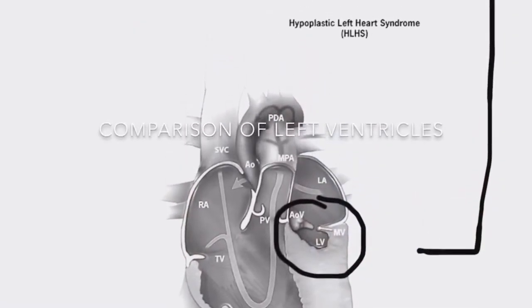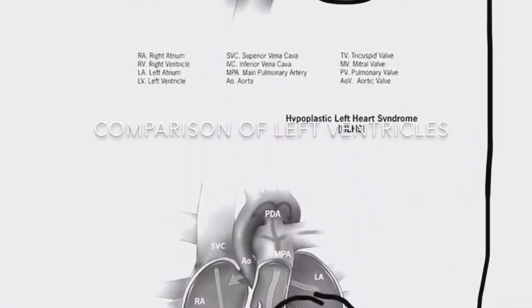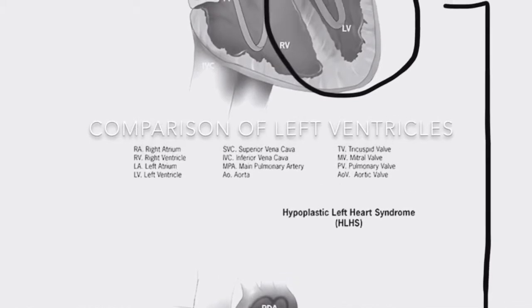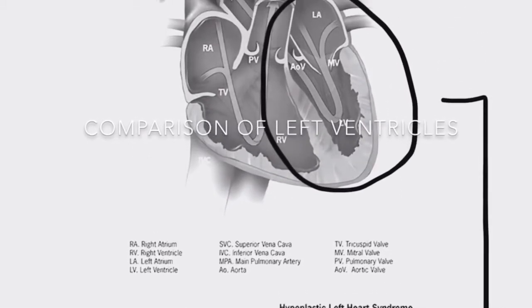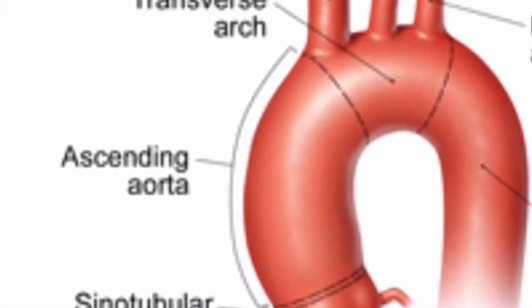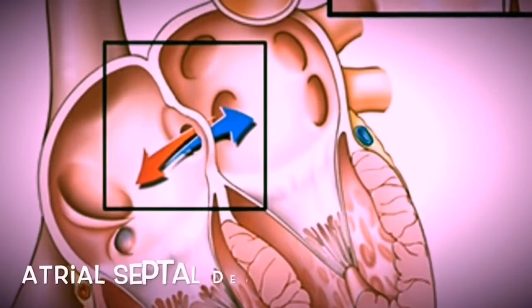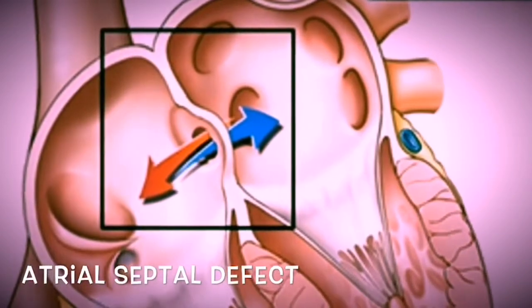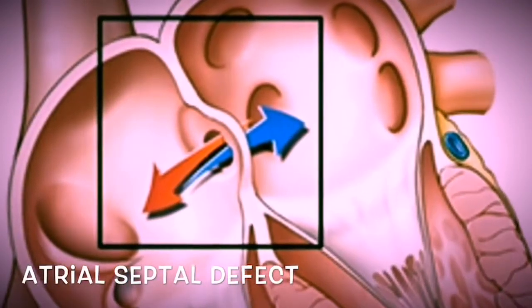There are many structures in the heart that do not fully develop. For example, the left ventricle, the mitral valve, the aortic valve, and the ascending portion of the aorta. Oftentimes, babies with this syndrome will also have an atrial septal defect, which is a hole between the left and right upper chambers of the heart.